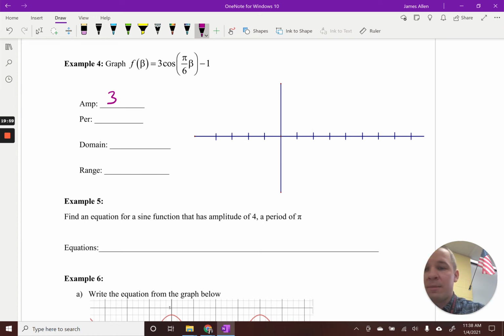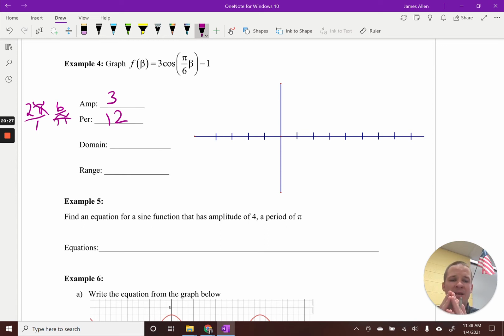Our period. I'm going to need to do 2 pi divided by pi over 6, so multiplied by 6 over pi, and throw that over a 1 there if you're a little bit afraid of fractions. I don't know why I put a 12 there. That should be a pi. That was strange. There we go. Perhaps I was looking ahead. Pi's cancel. 2 times 6 is 12 over 1, or just 12 for my period.